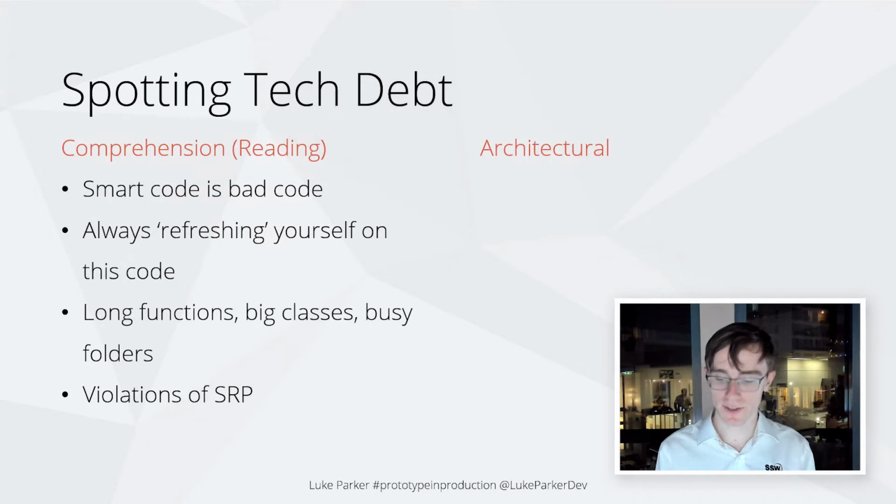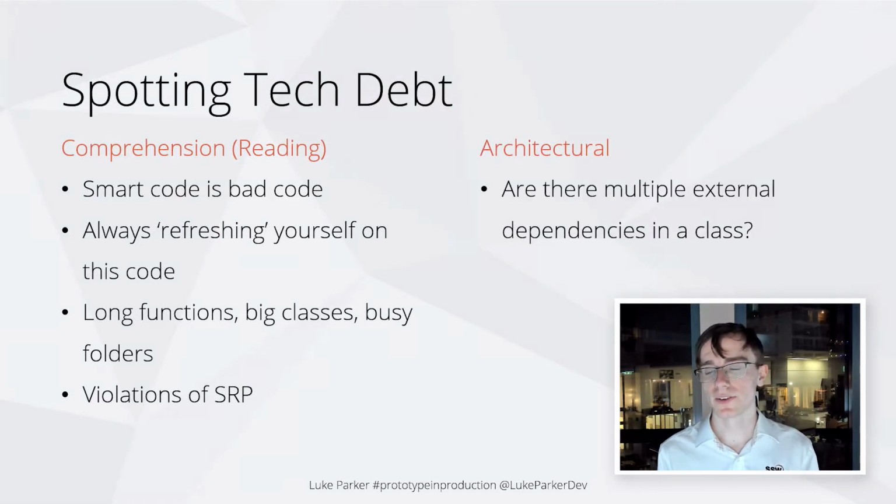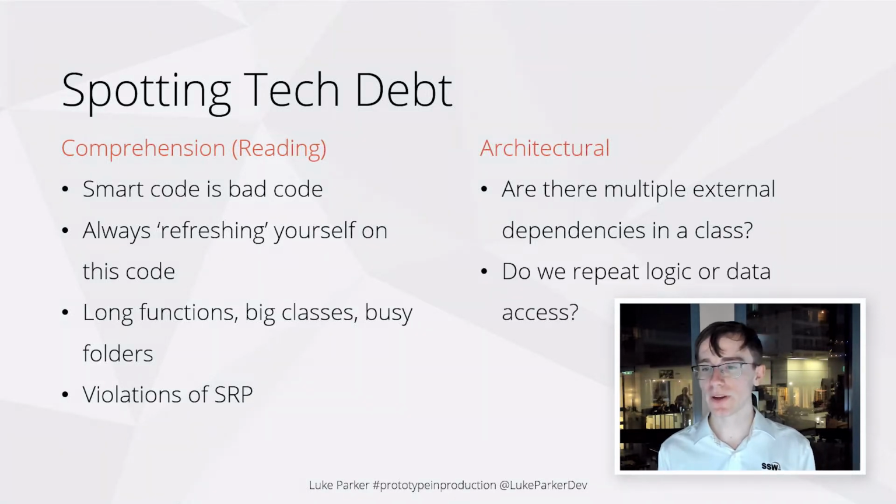The next problem is architectural tech debt issues. This one's a little bit harder to spot and takes a bit of a higher level look instead of just actually reading your code. If there's multiple external dependencies in your class or your logic in that one spot, it's probably going to have a tech debt issue, which we can talk about the problems. Essentially, external dependencies are the thing that break most, right? Because we don't have control of it. And because we're developers, we know our code won't break, but you don't know whether this external dependency is going to break. Do we repeat logic or data access?